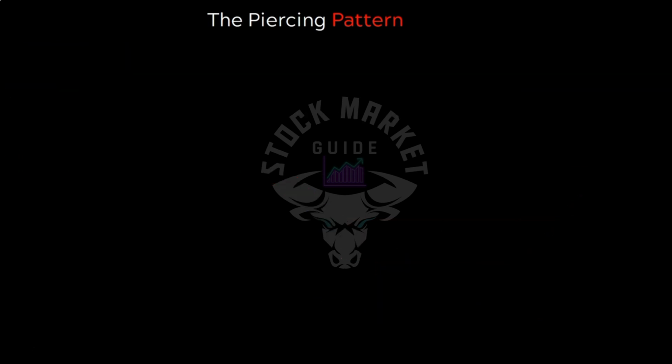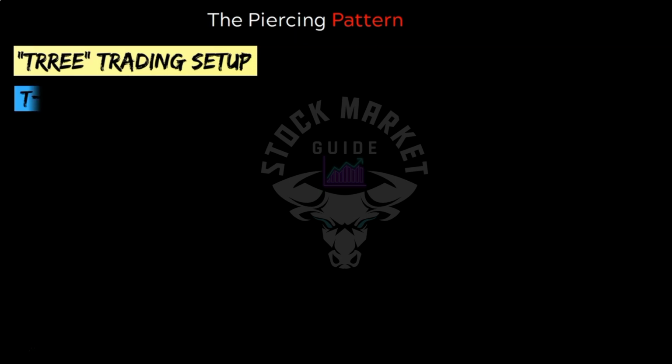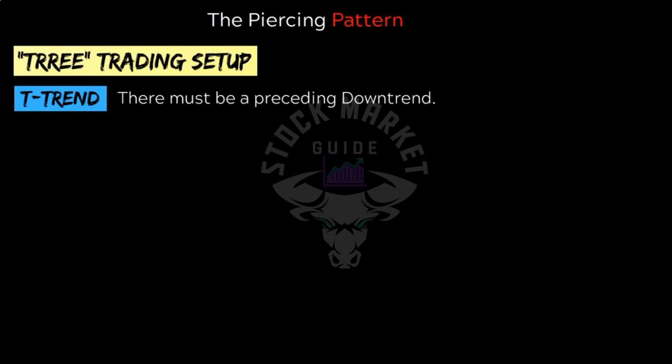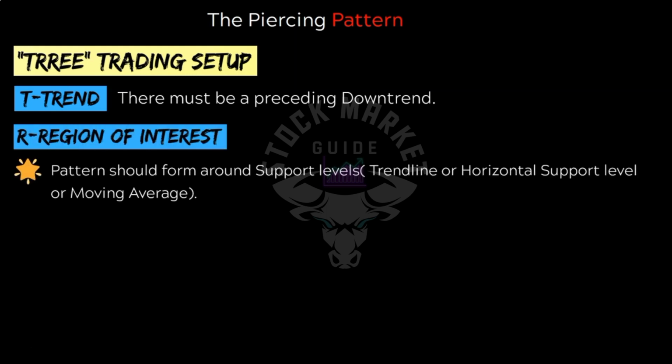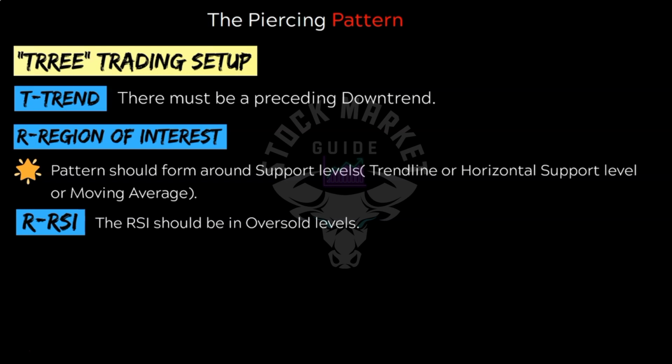Let's look at the trading setup and see how to apply a tree strategy here. First, the trend must be down in case of piercing pattern. Then the region of interest. Now friends, since this is a bullish reversal pattern, so this should form around support levels. Now this can be a trend line or horizontal support level, a moving average or even Fibonacci levels. Now for RSI, the RSI should be in oversold levels.